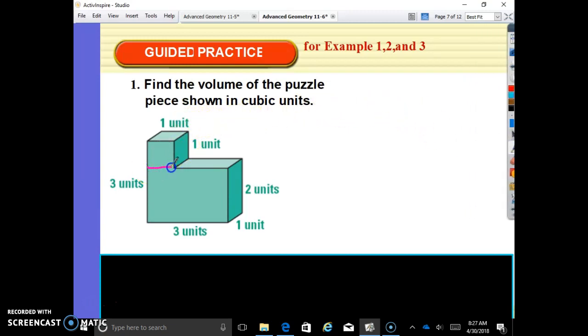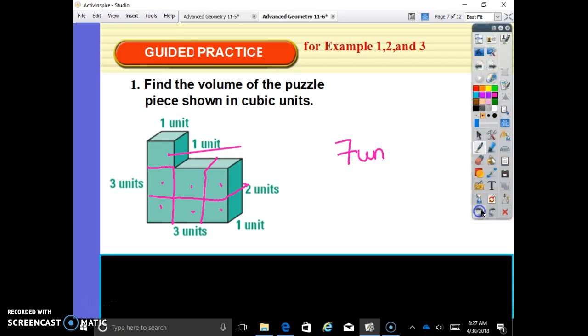We'll go over it on your calculator. All right, so the volume of the puzzle piece is shown in cubic units. All right, so the volume of this one, 1, 2, 3, 4, 5, 6, 7. 7 units cubed. I guess we can just put a U. 7 units cubed.